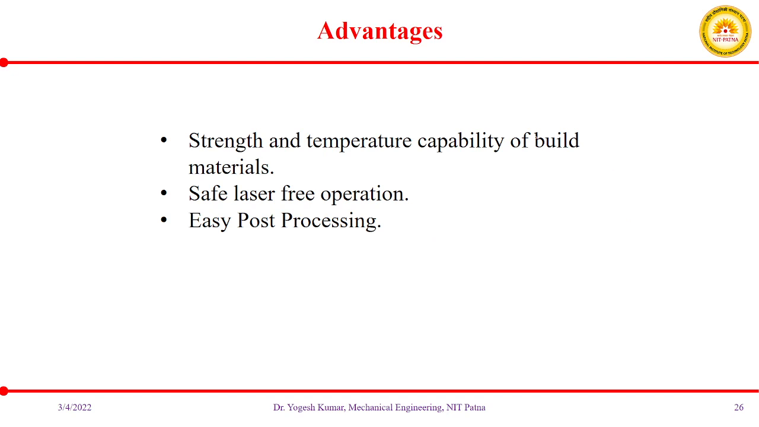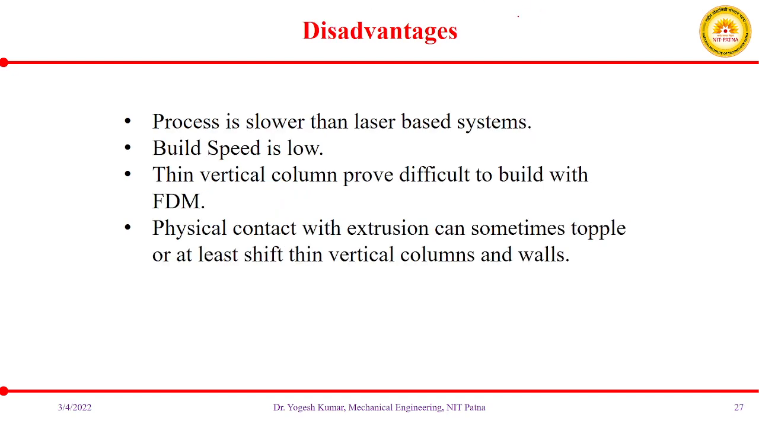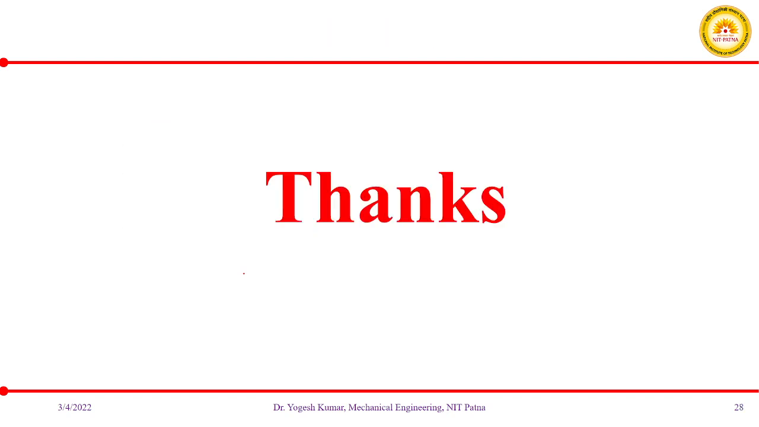Then obviously there are some disadvantages too, like the process is slower than laser-based systems. Build speed is low. Thin vertical columns prove difficult to build with FDM. Physical contact with the extrusion can sometimes topple or at least shift thin vertical walls and columns. These were the disadvantages.